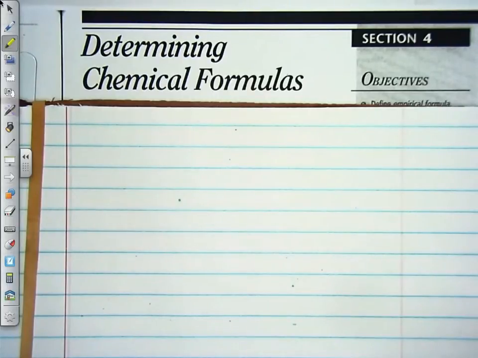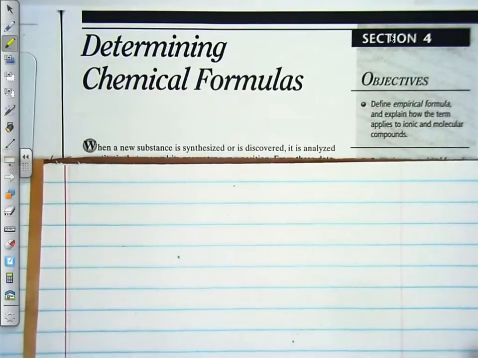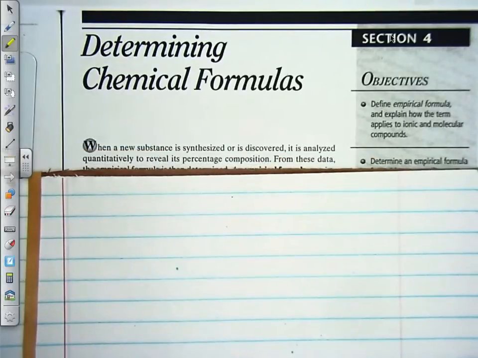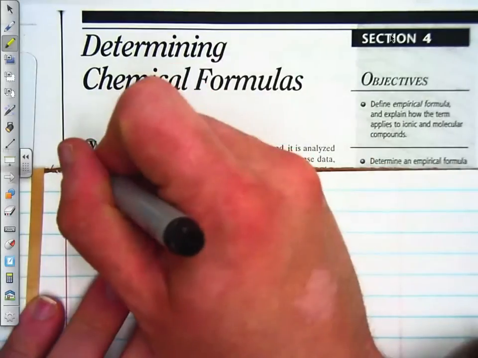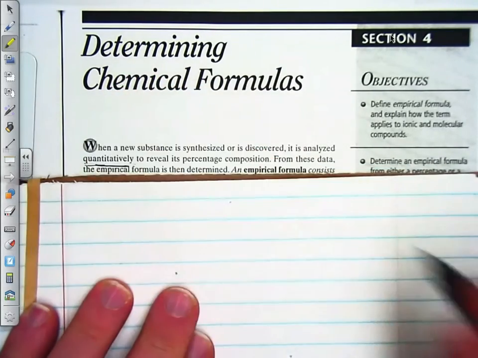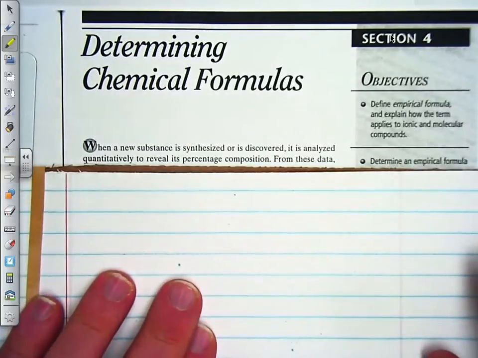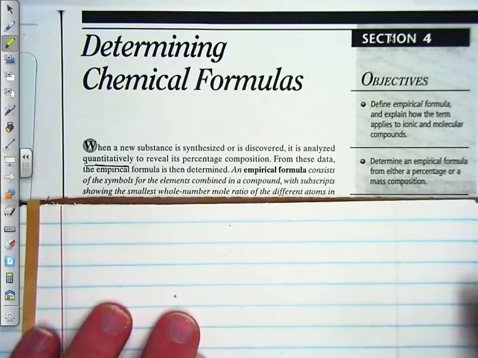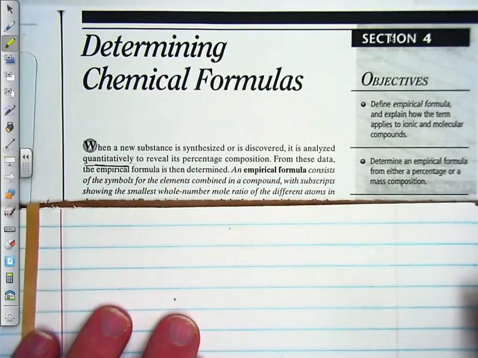Determining chemical formulas. Let's read together. When a new substance is synthesized or discovered, it is analyzed quantitatively. Remember, quantitatively means with numbers and measurements. Quantitatively, to reveal its percentage composition. From these data, the empirical formula is then determined. An empirical formula consists of the symbols for the elements combined in a compound with subscripts showing the smallest whole number mole ratio of the different atoms in the compound.